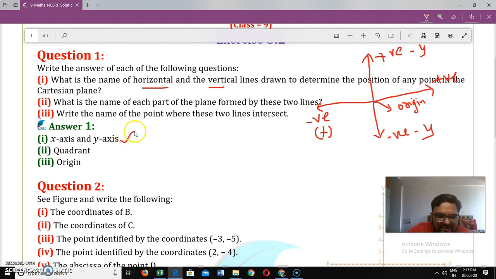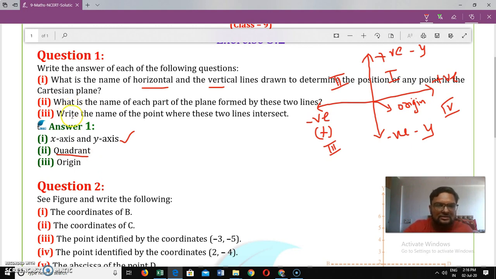It is mentioned here. Now they asked what is the name of each part of the plane. Suppose we consider this screen is the plane, and this plane is divided by 2 lines, that is x-axis and y-axis. Then it divides the whole plane into 4 parts. This is the first, this is called the second part, this is called the third part, and this is called the fourth part. These 4 parts are called quadrants. So the whole plane is divided into 4 quadrants with the help of the x-axis and y-axis.